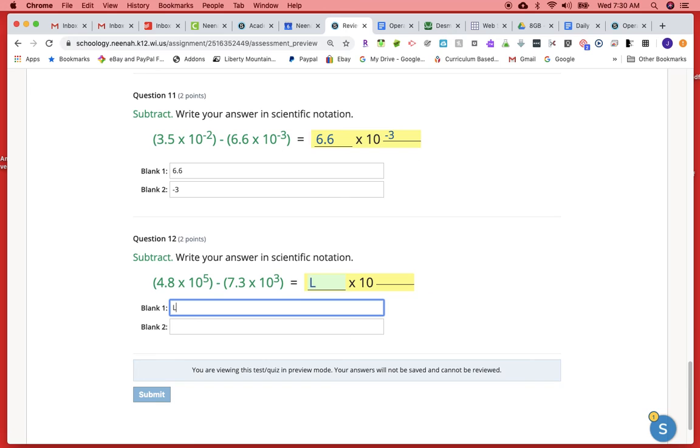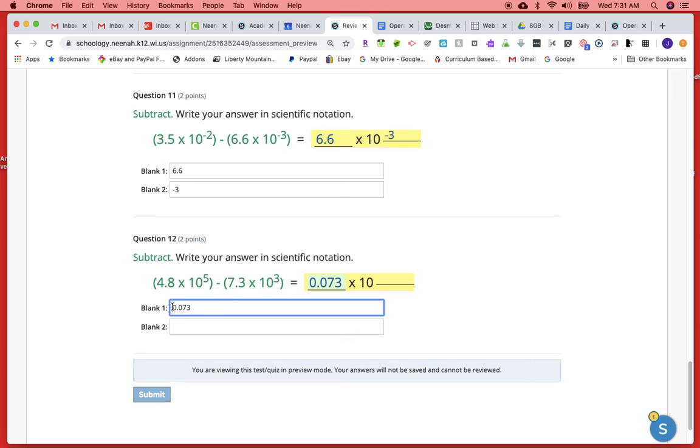So if I type in Lars, being that we're adding, we need to move left. Being that we're adding 2, we have to move 2. So we're moving 2 places to the left. So if we move our decimal 1, 2, it's going to be 0.073.